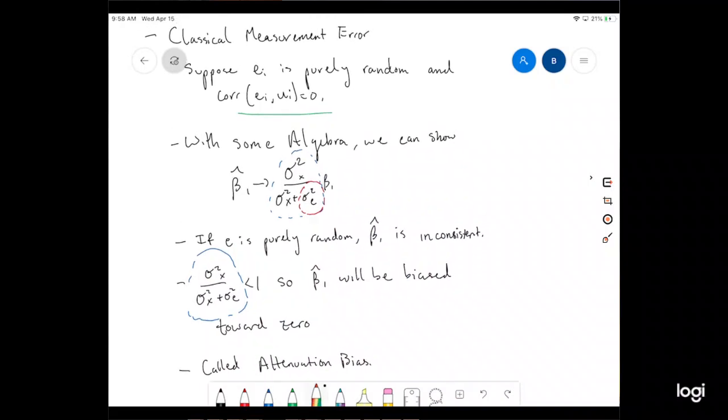This is classical measurement error. When the measurement error is purely random and the correlation between the e_i and the u_i is equal to 0, we're still not out of the woods. Beta 1 hat is inconsistent, and converges to beta 1 times something that's less than 1, so beta 1 hat will be biased towards 0.